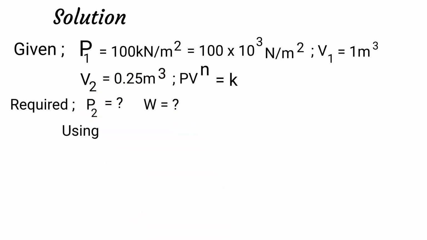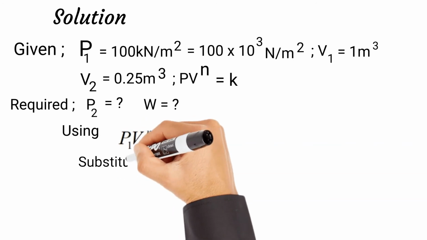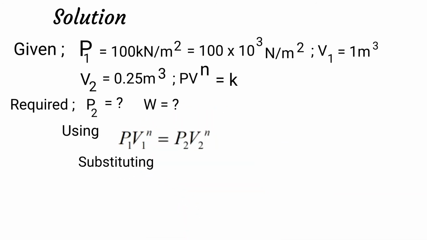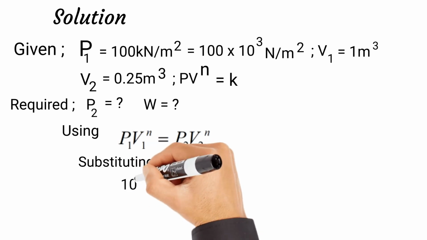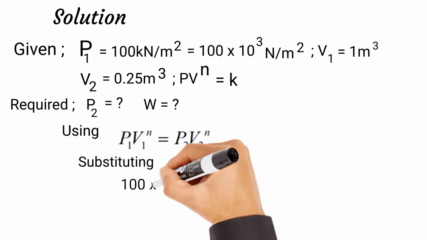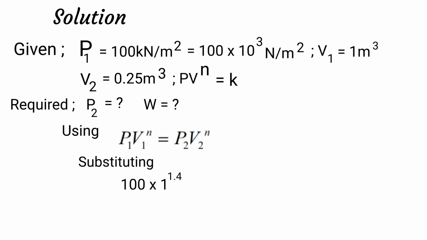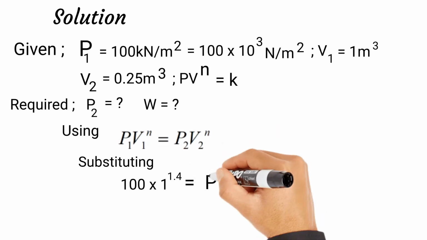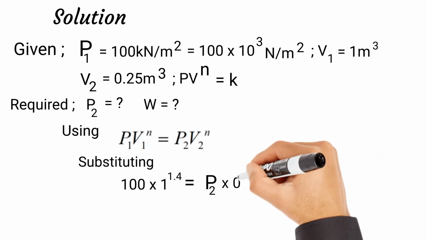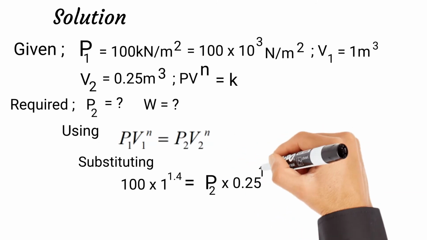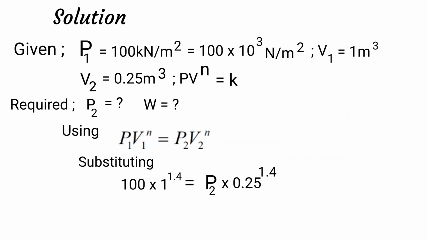So using PV raised to the power n equals K, we have P1 V1 raised to the power n and P2 V2 raised to the power n. If we make P2 the subject, we can find the value of P2. If we substitute the values for P1, V1, V2, and n, we have 100 times 1 raised to the power 1.4 equals P2 times 0.25 raised to the power 1.4. Don't forget n is 1.4.